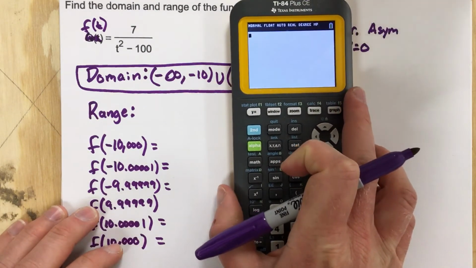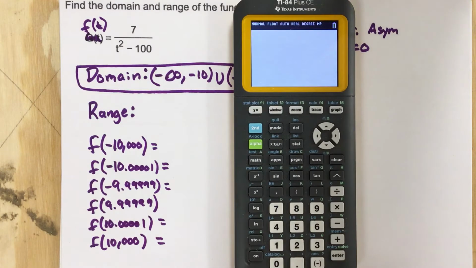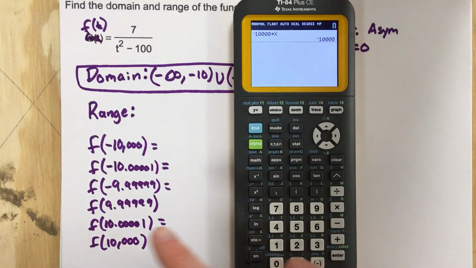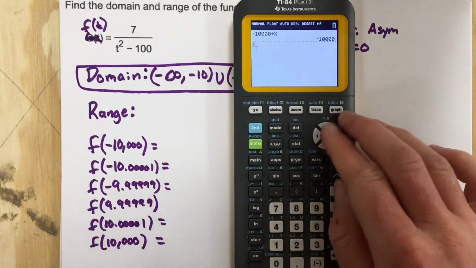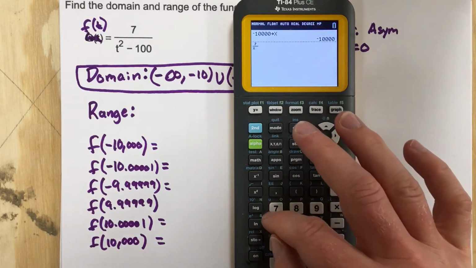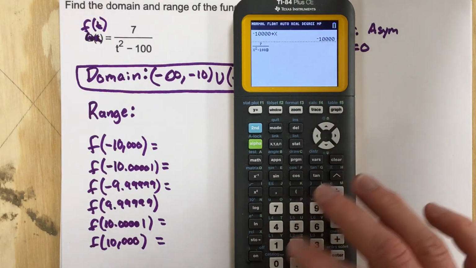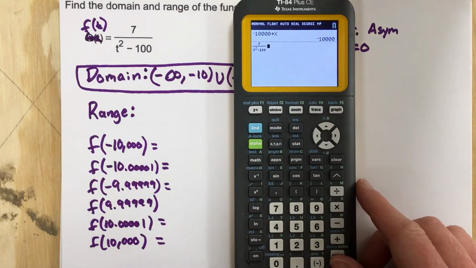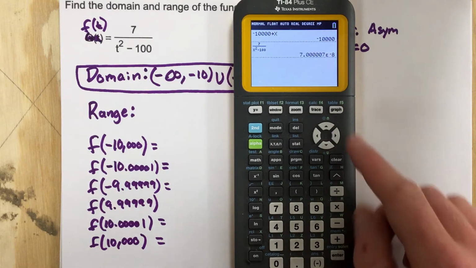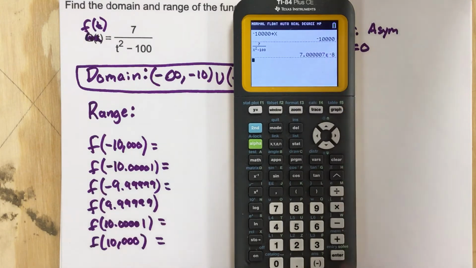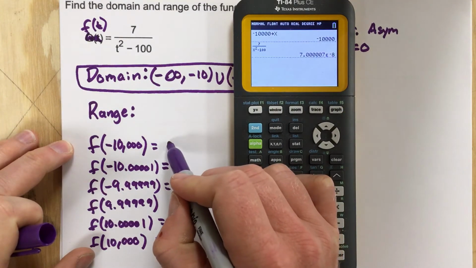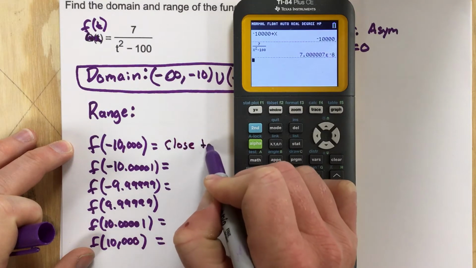So grab your TI-84. I'm going to store negative 10,000 as x. And then I'm going to type in the function: fraction bar, 7 on top, and on the bottom x squared minus 100. When I plug in negative 10,000, it gives me a really small number. I'm close to 0, right? Times 10 to the negative 8, that's close to 0. So I'm just going to say close to 0.